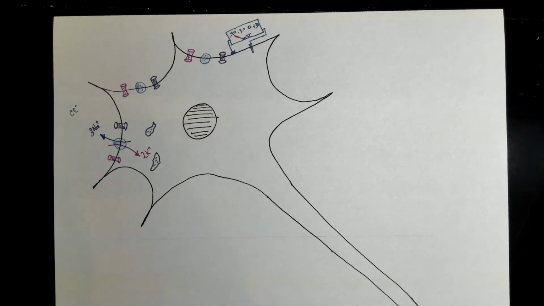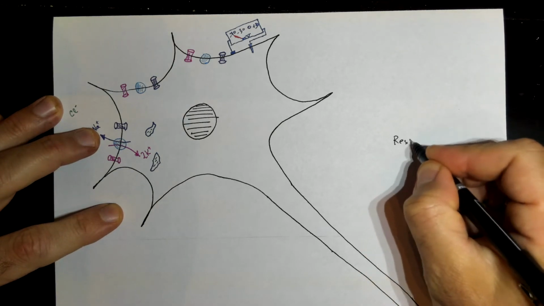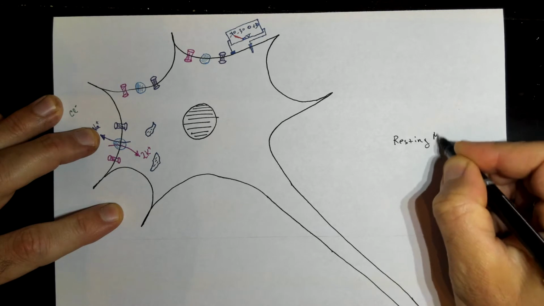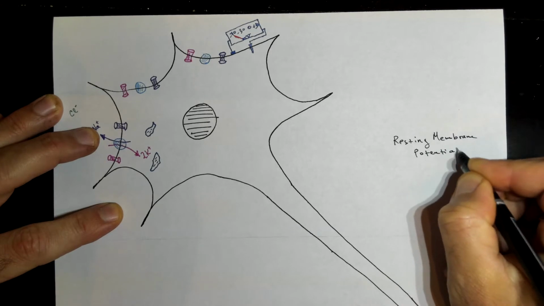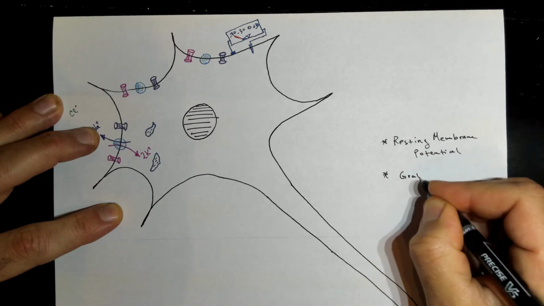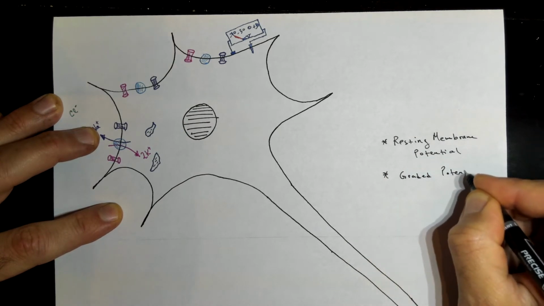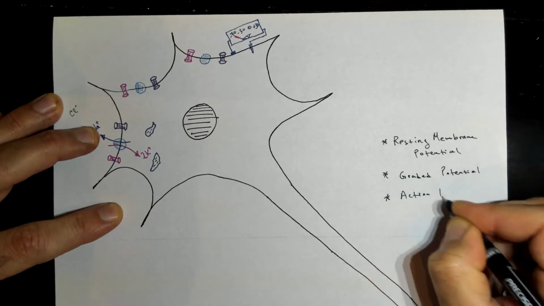We're going to be going over the physiology of the nervous system, specifically looking at how neurons work. And we want to look at a few ideas, such as the resting membrane potential, the graded potential, and also, of course, the action potential.